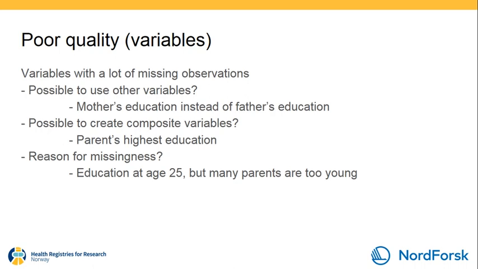Maybe there is a reason for the missingness. If you're looking, for example, at parents' education at age 25, and you have lots of parents who are 23 and 19 and they're not 25 yet, then it's a very good reason that the variable is missing. They're just not old enough to have reached that level of education, or to even be registered with an education at age 25.